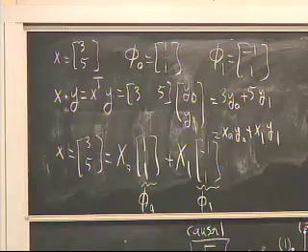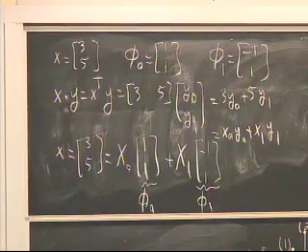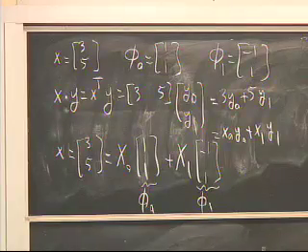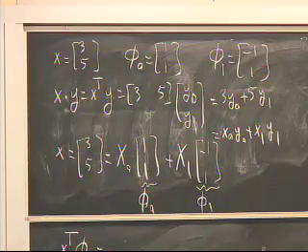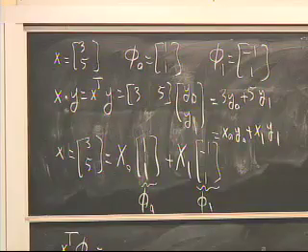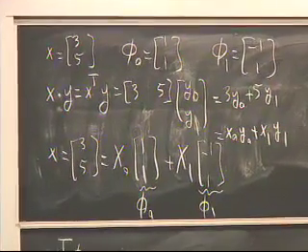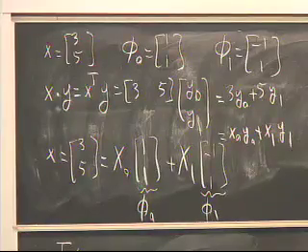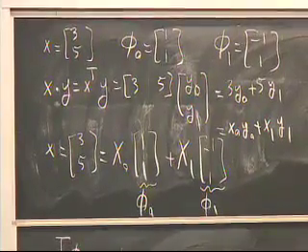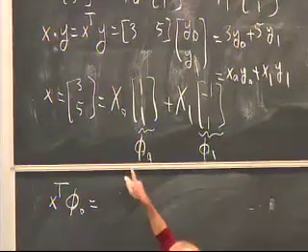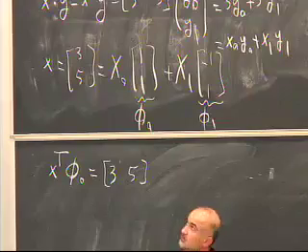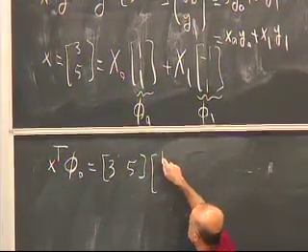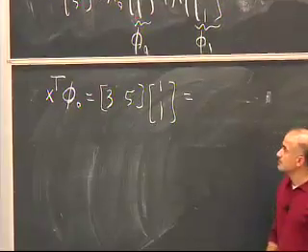So what happens when you multiply? When you take the dot product of x and phi 0, you're claiming it gives you what coefficient? X naught. So take this dot product. You have 3, 5 times 1, 1. What is that?